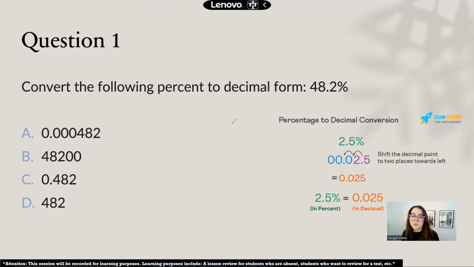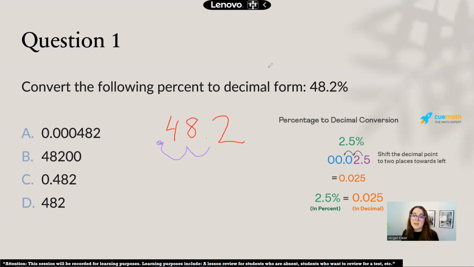So we have 48.2%. Now, when we're converting between a percent and a decimal, we are moving the decimal point 2 spaces, depending on which direction we need to go. If we're starting as a percent, that means we're going to go towards the left. Another way of doing this is dividing by 100, which is also an option, but I like to just take that decimal point and move it 2 spaces. 1, 2, plot your point.